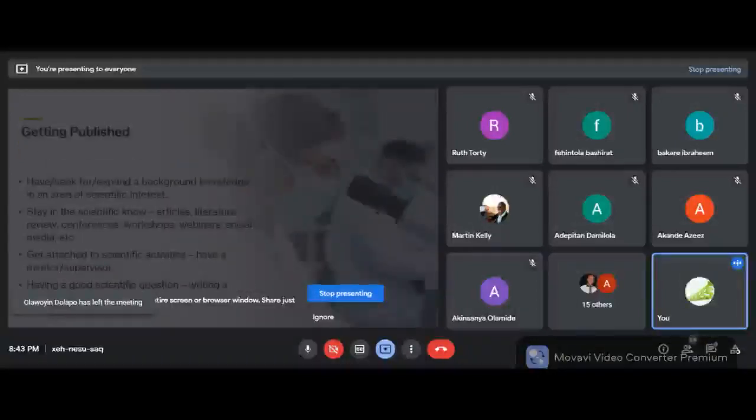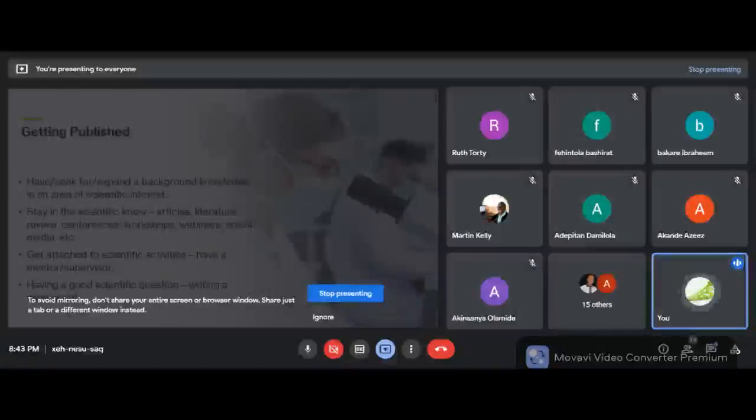Right? So getting published means getting to be known. And getting to be known means you are becoming an expert in a particular area of scientific interest. And that requires the need to have or expand background knowledge in that area of interest. So it is very important for someone who is interested in getting published to first identify the area of interest that they are going to focus on, and then expand the background knowledge in that.